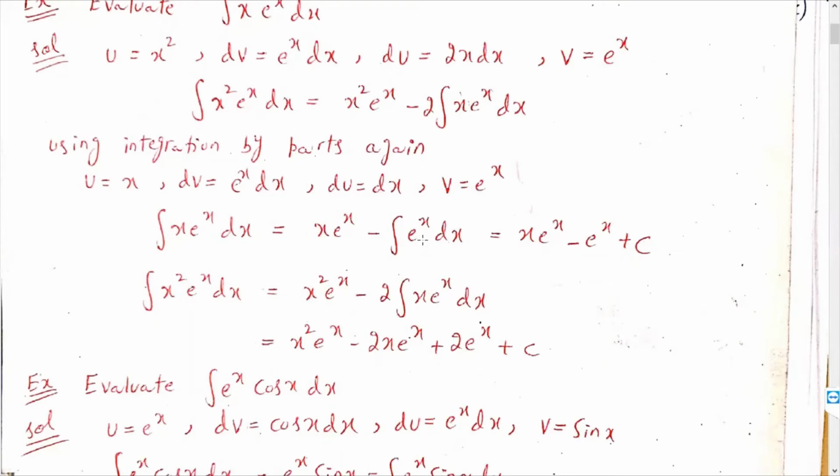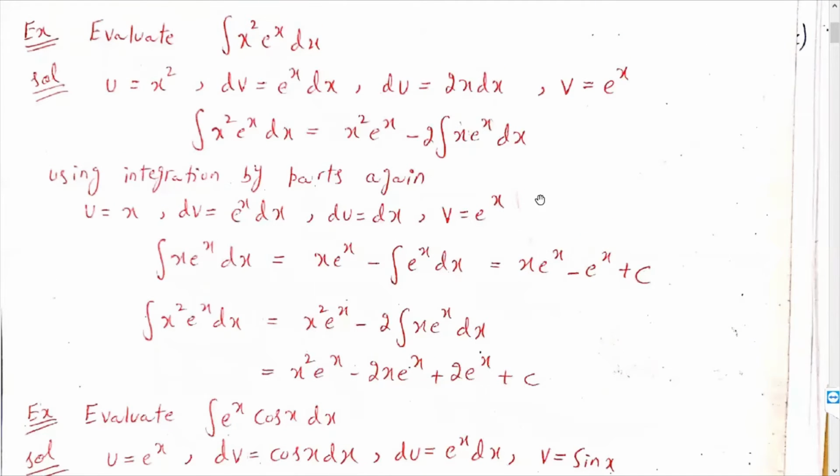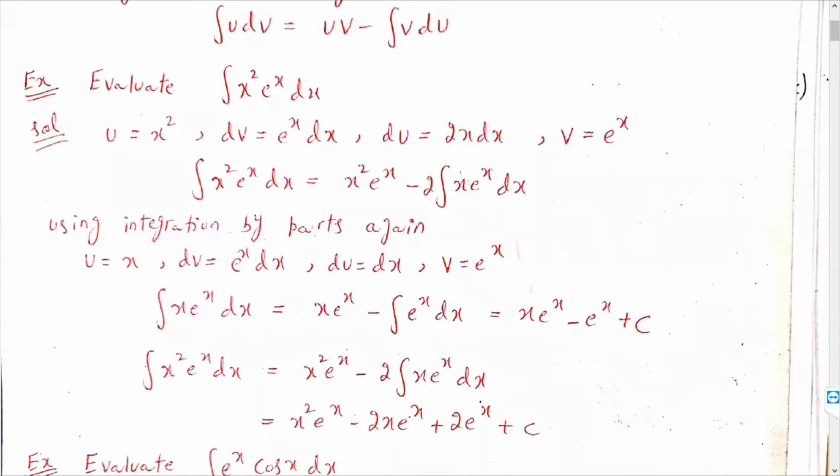Now integrate e raised to the power x. The integral of e raised to the power x is the same, e raised to the power x plus some constant of integration. Now substitute all these, replace this expression with this answer, we get this. So this is the answer of the integral x square e raised to the power x dx.